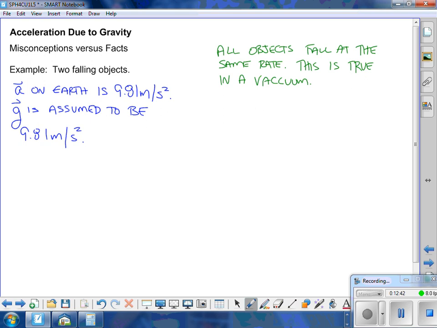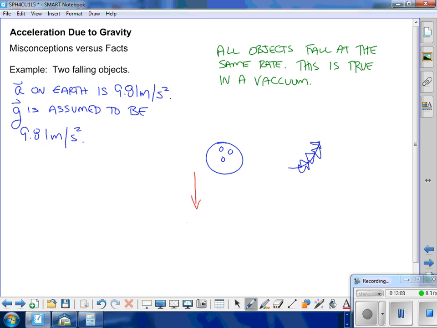There is your air resistance, like a parachute. That air resistance will keep you from falling or accelerating at 9.81. However, it is true that all objects will fall at the same rate. So if we took our bowling ball and our feather, we are all accelerating or falling at 9.81 meters per second squared.